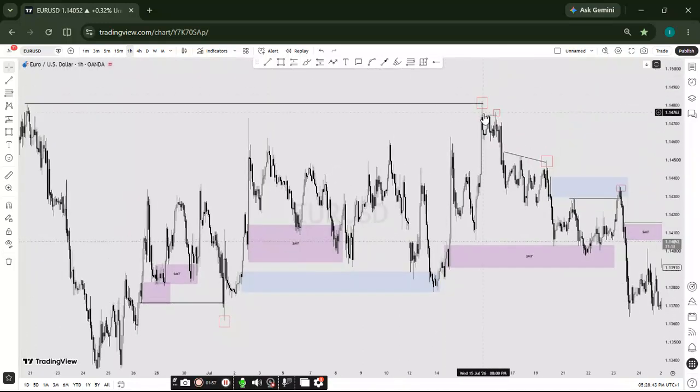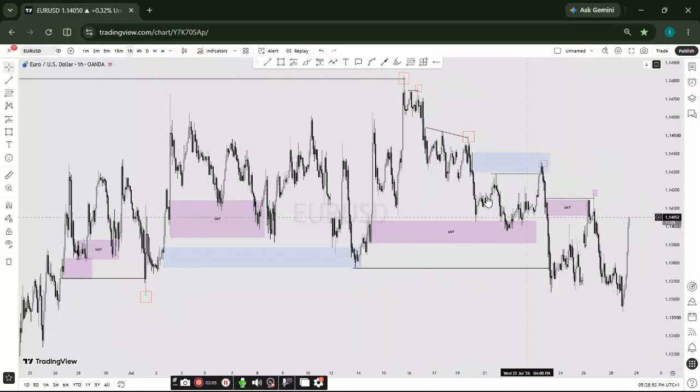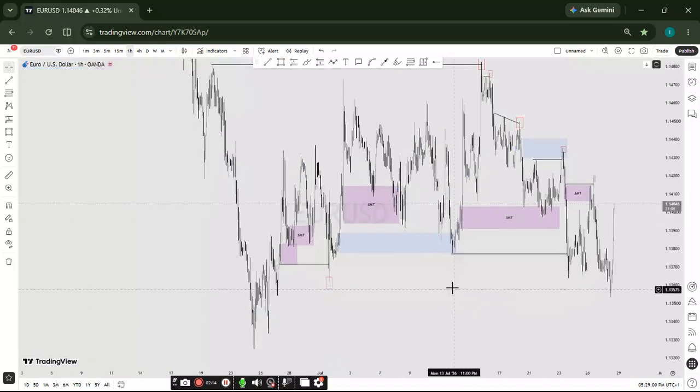Price went up, created inducement of the high. We had a change of character if we were to take it that way. Price went back up. Inducement, inducement, inducement. Continuous inducement, mitigation, inducement. And then price fell down into this area right here.